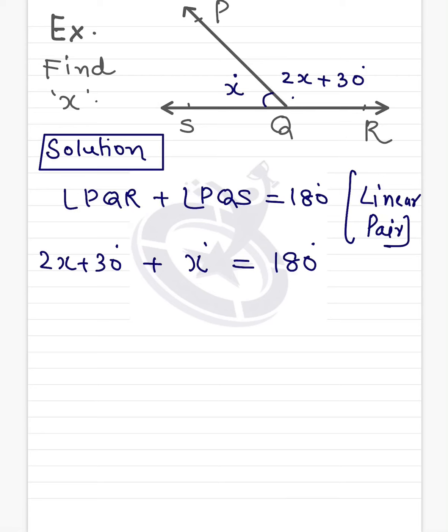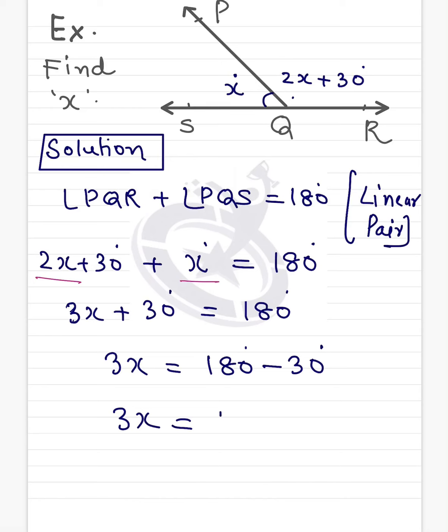Now we add the terms on the left hand side. So you have to check the like terms here. 2x plus x, two chocolates plus one chocolate, three chocolates. So 2x plus x becomes what? It becomes 3x. 3x plus 30 degrees is equal to 180 degrees, right? So 3x is equal to 180 minus 30 degrees. So 3x is equal to 150 degrees. So x is equal to 150 upon 3. So you can write x is equal to, this gets cancelled, and you get x is equal to 50 degrees. Is that clear? So the measure of x is equal to 50 degrees.